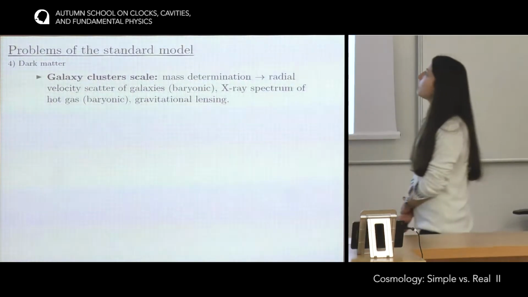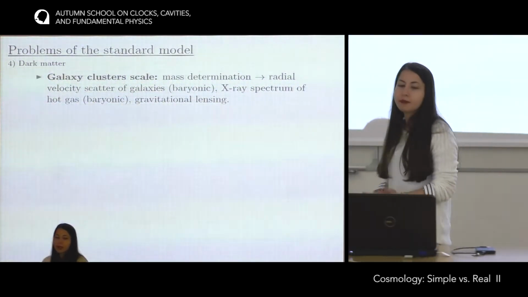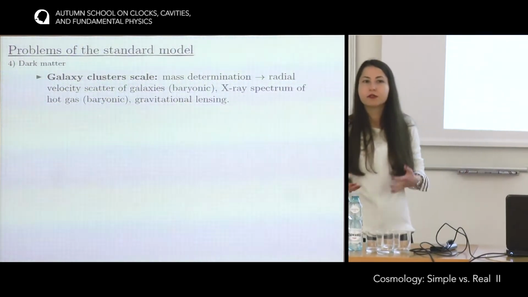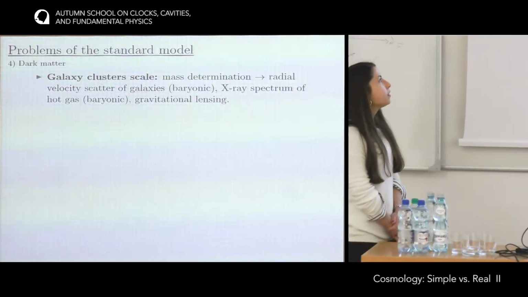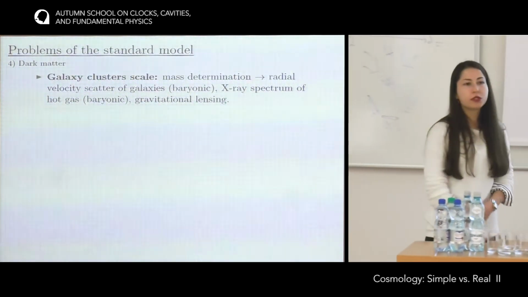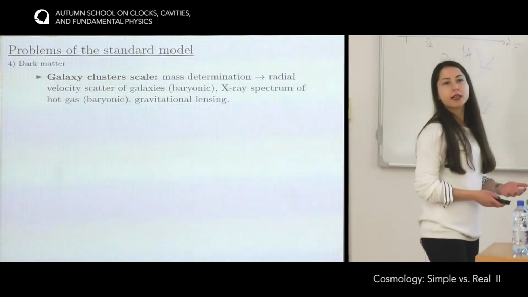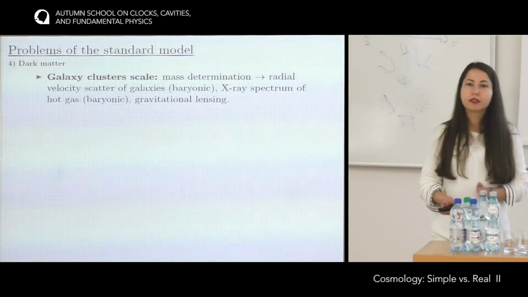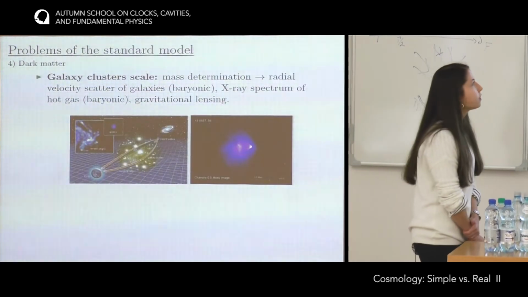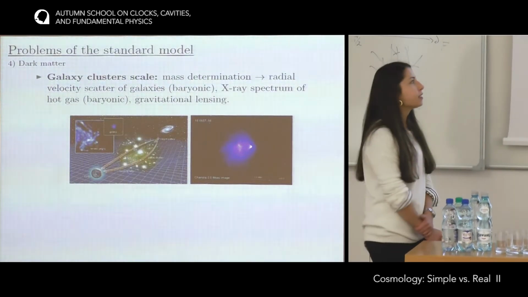And in the galaxy cluster scale, you can determine the mass via the radial velocity scatter of galaxies, and this gives you the baryonic matter. You can also use the X-ray spectrum of the hot gas, and you also do some gravitational lensing experiments. And in the galaxy cluster scale, the famous example that we give is the bullet cluster, and that is mostly obtained from gravitational lensing data.